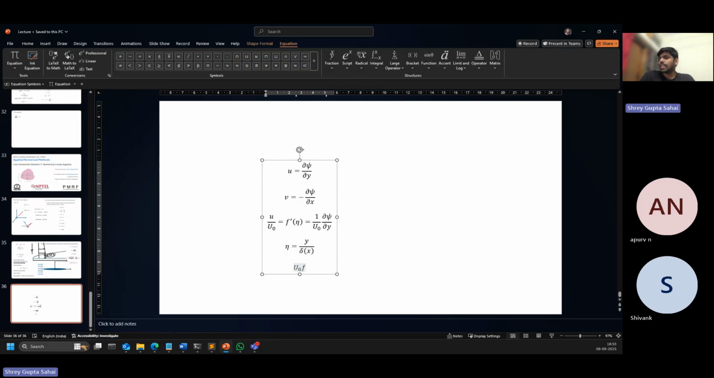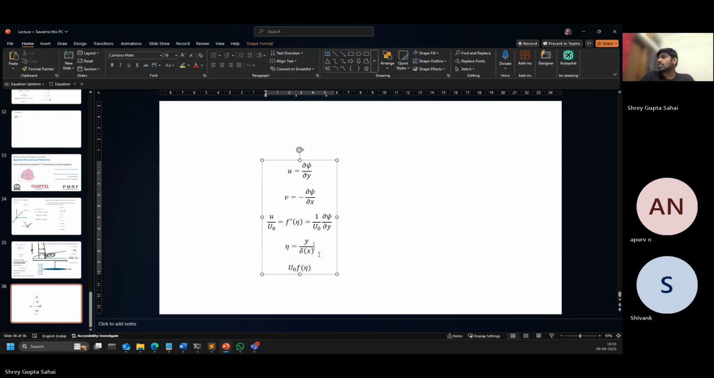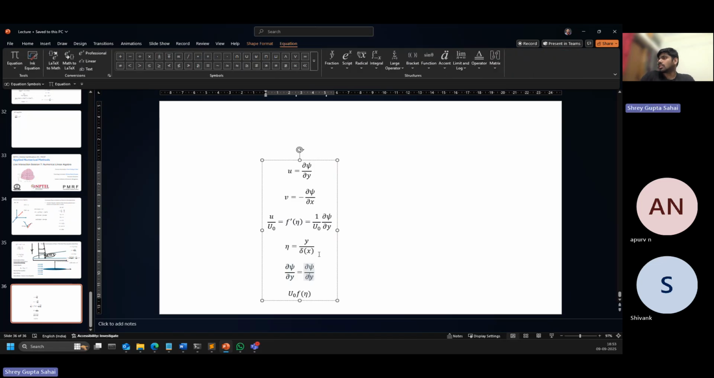This will be f of eta, right? And this has to be written as what? dy del psi by del y will have to be written as d eta by dy, dy. Which is what? d eta by dy is 1 by delta of x.